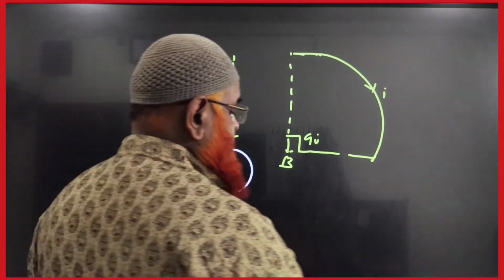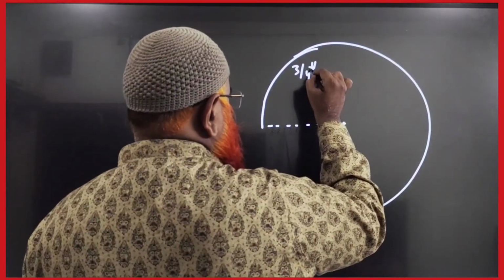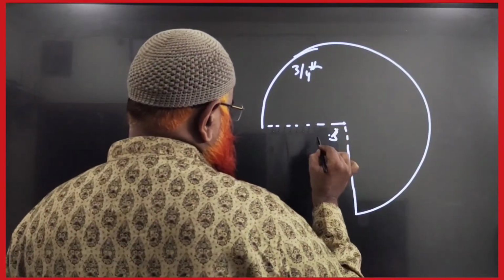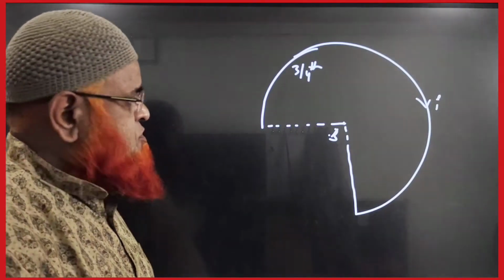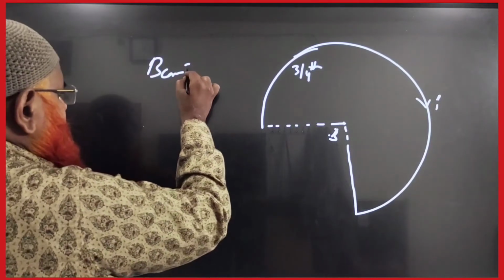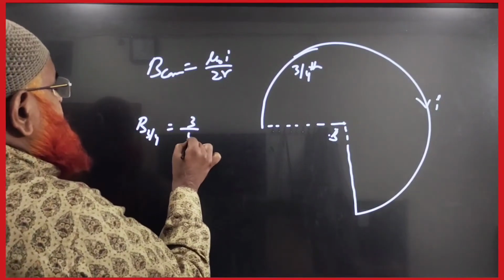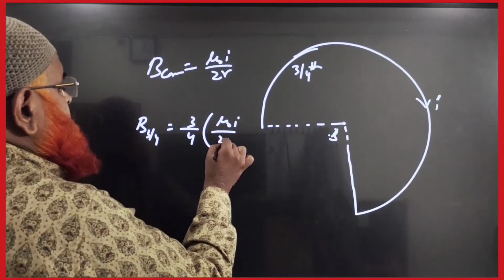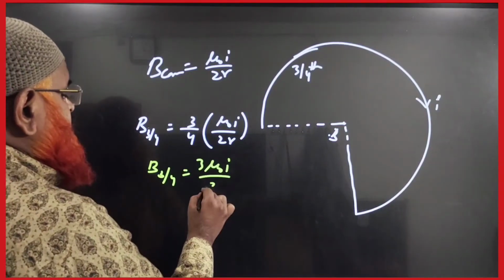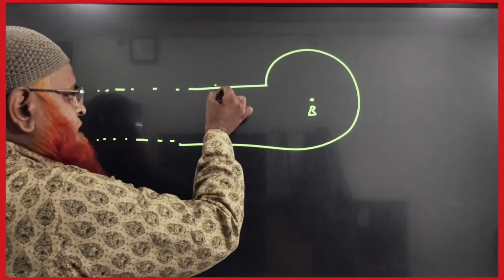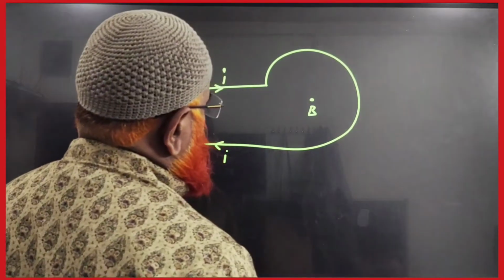Now, for example, you are taking a complete circle. Now, this is 3 by 4th of a circle. At this point, you have to find out B when the current passing through the circuit is I. So what is your formula now? B for a complete circle is mu naught I by 2r. B for 3/4 of a circle is 3 by 4 times of mu naught I by 2r. So finally, B because of 3 by 4 is nothing but 3 mu naught I by 8r. Current is passing like this and is coming out like this. So how will you get it now?